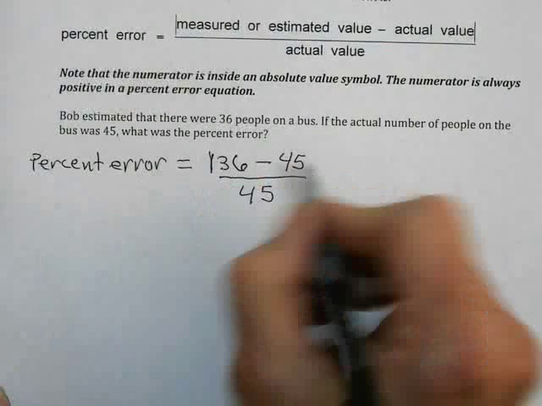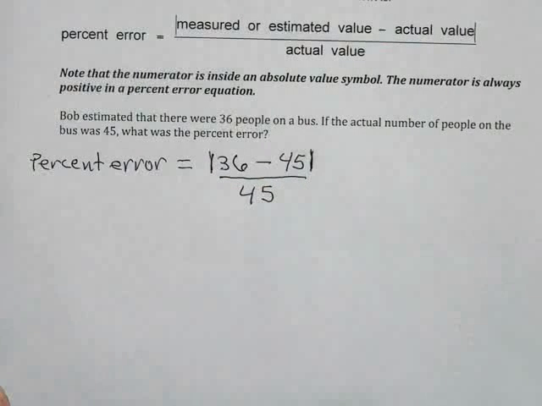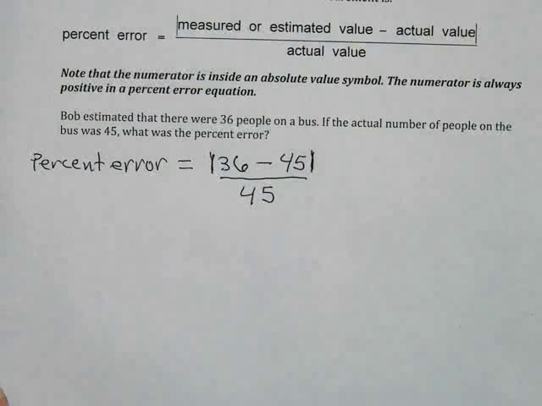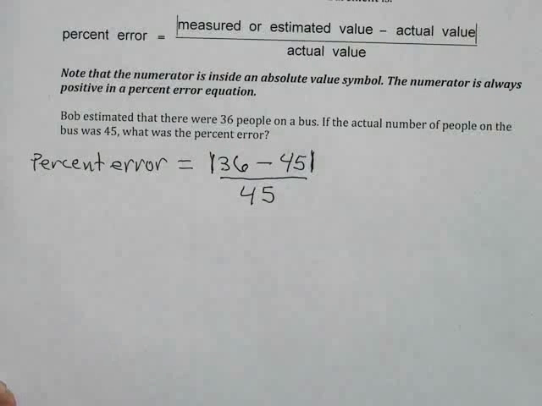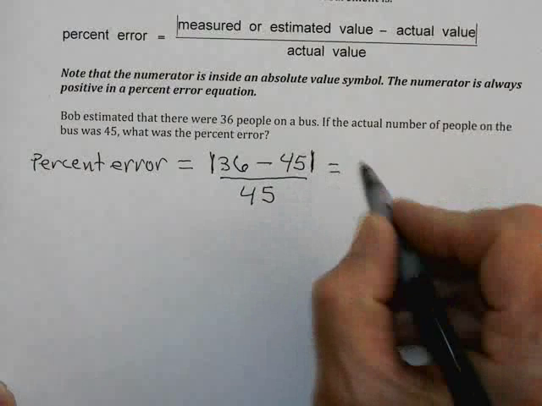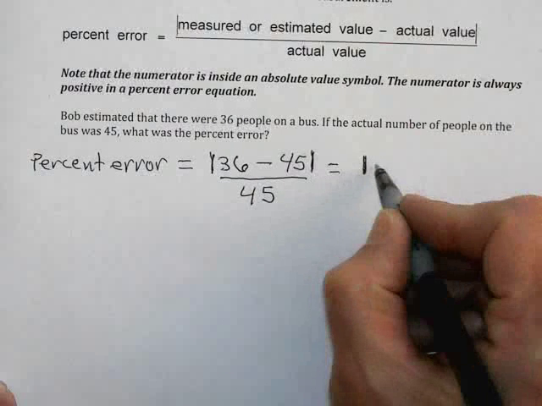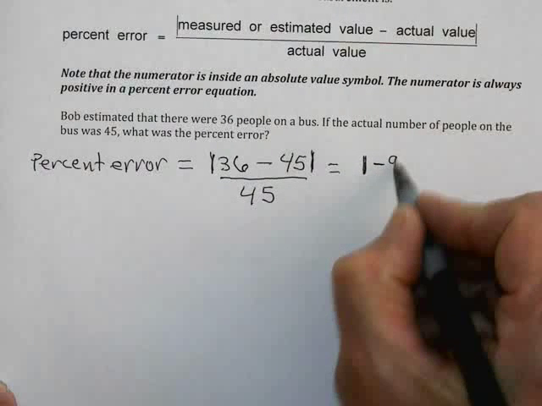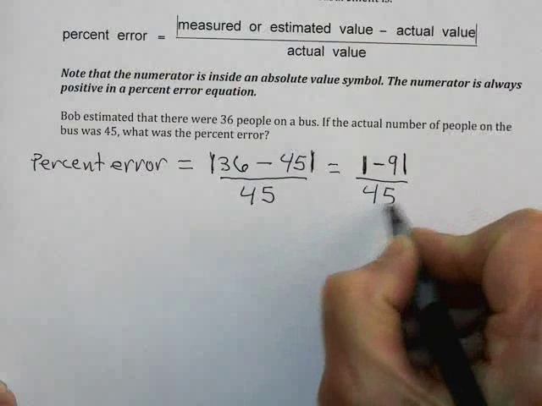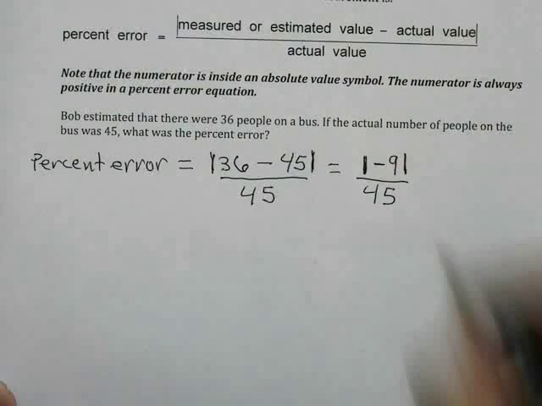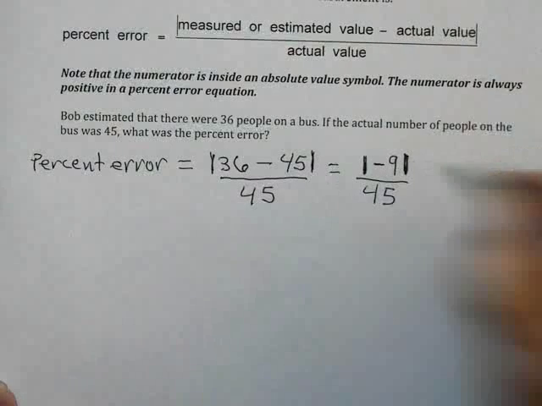And remember, this is in absolute value symbols. All right, so 36 minus 45 is negative 9. And by the way, you could actually just subtract 36 from 45, but we're going to do it this way, because we know we're going to have to end up with a positive. So there's my absolute value symbol. There's my negative 9. I'm going to put that over 45. And I just want to make that a little bolder so it's clear. That's an absolute value symbol.